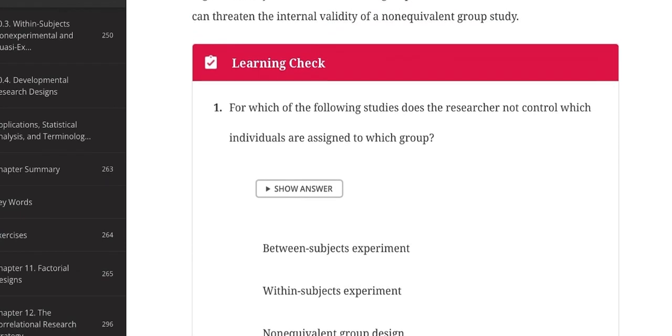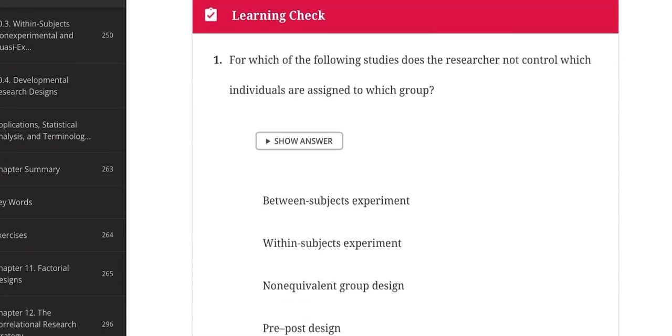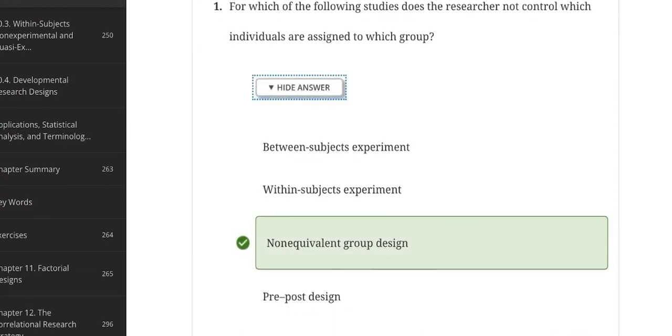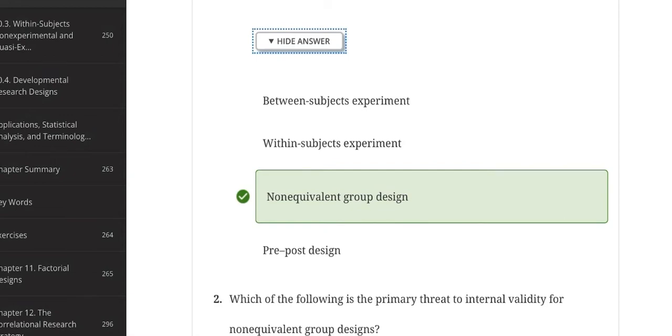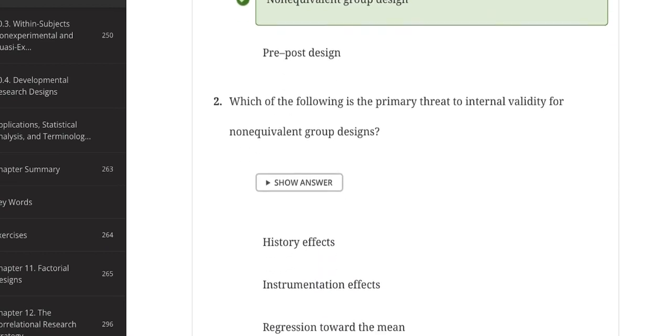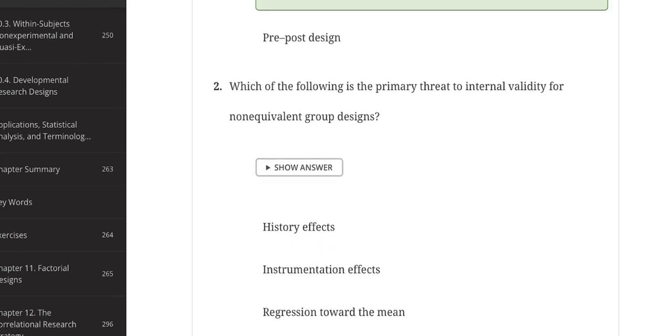For which of the following studies does the researcher not control which individuals are assigned to which group? So if they're not controlling, hopefully you know that that's non-equivalent group design. A between subjects experiment and a within subject experiment, remember those are experiments, so they are going to be assigned. They are going to be controlled. And then pre-post design isn't even something we've talked about. So there you go.